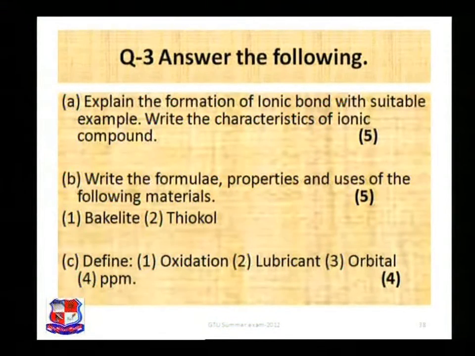The second thing is part B: write down the formula, properties and uses of the following materials. For that we have bakelite and thiokol. So what they are asking is that we have to write down the formulas, that is your monomers. Then you have to write down the properties of bakelite, and then you have to write down the uses of bakelite and thiokol, that is, the applications.